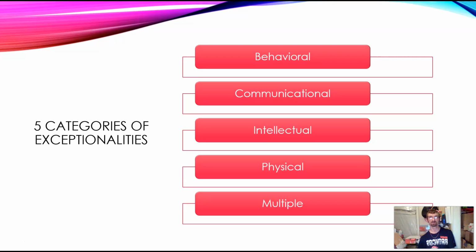So the main categories of exceptionalities that we're going to talk about today are these 5. There's behavioral, communicational, intellectual, physical, and then multiple.